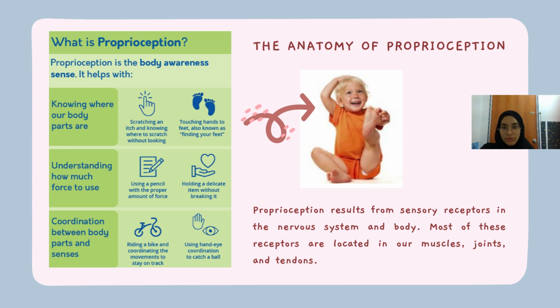It tells us where our body parts are without having to look. For example, this is my hand, this is feet, this is head. This helps to know where our body parts are relative to each other, which strengthens our coordination skills. It also tells us how much force to use when you're holding, pushing, or lifting objects.